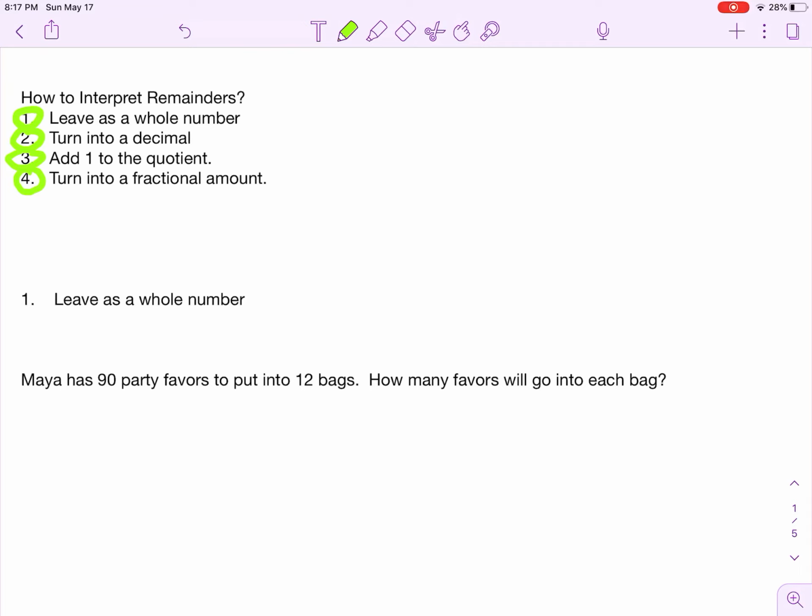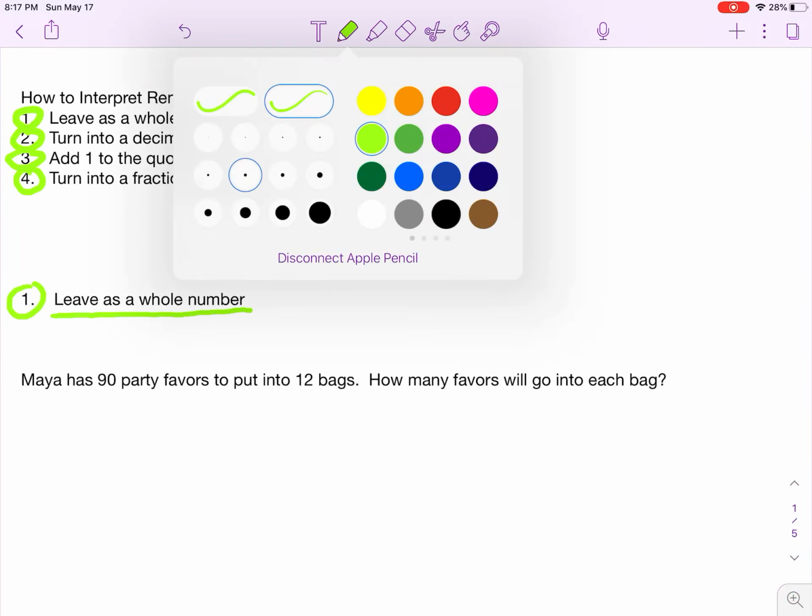So I'm going to take a problem and I'm going to repeat it 4 different times. And each time I take the problem, we're going to look at different ways to interpret remainders. So for our first strategy, number 1, we're going to be looking at interpreting remainders by just leaving them as a whole number. So here's our problem. Maya has 90 party favors to put into 12 bags. How many favors will go into each bag?